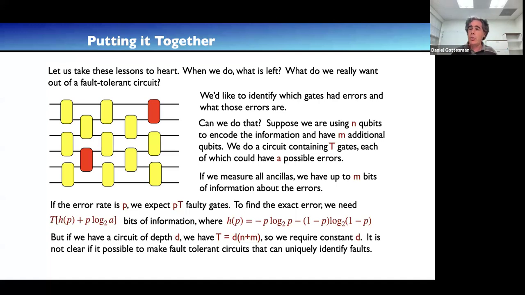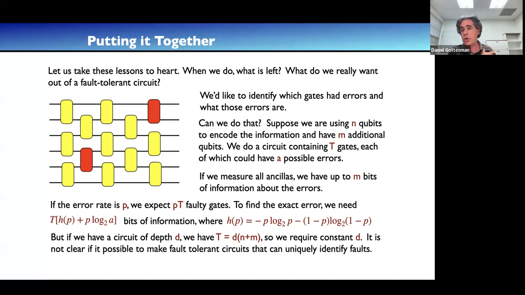And so to do that, well, we need log of the number of errors, bits of information, at least, right? If we don't get information optimally, it could be more than that. But if you take the log of that, well, then you get this quantity T times H of P plus P log A, where H of P is the binary Hamming entropy, minus P log P minus 1 minus P log 1 minus P. And so in particular, the number of bits of information we want depends on P, right? If the error rate is low, we don't need so much information. If the error rate P is high, we need more information. That kind of makes sense.